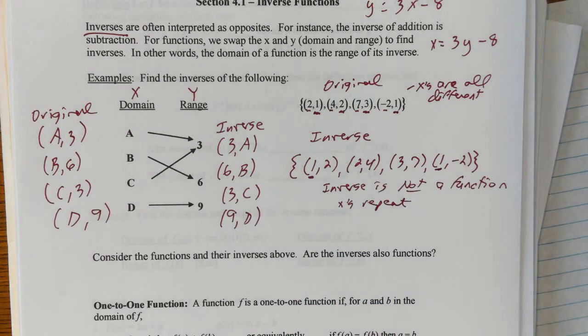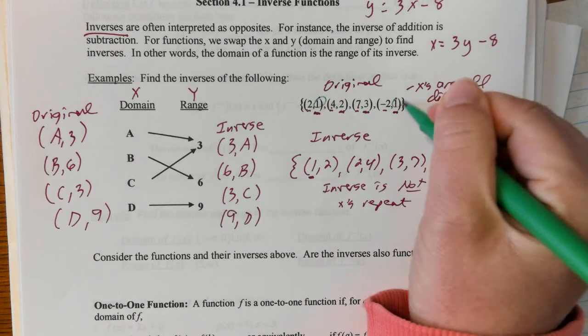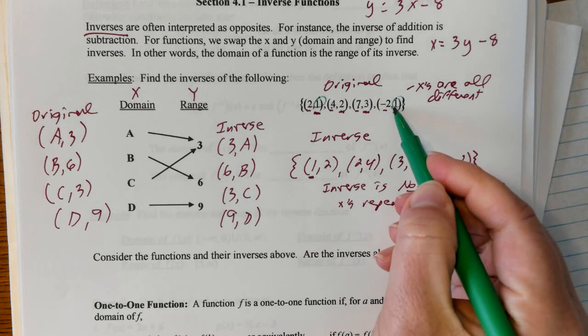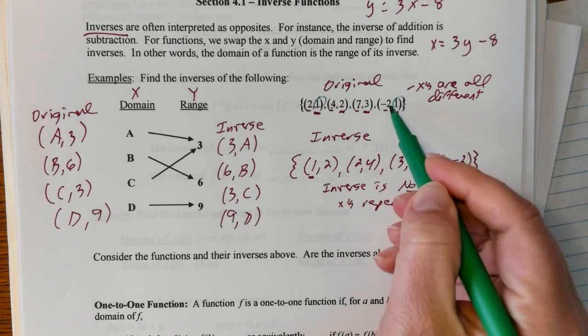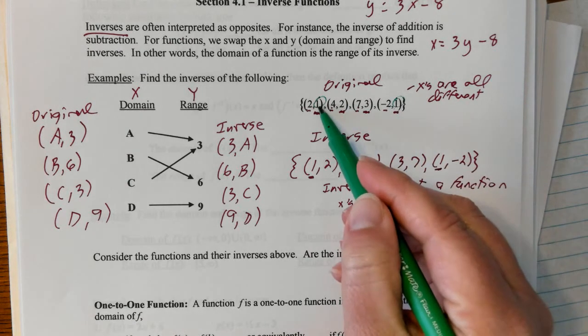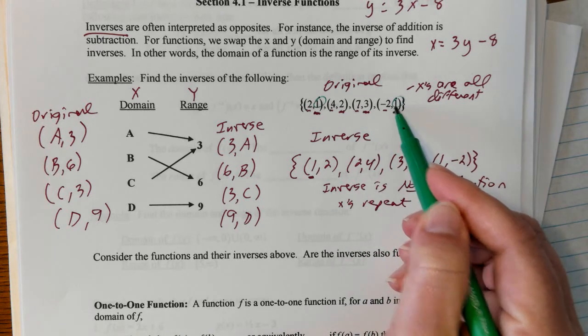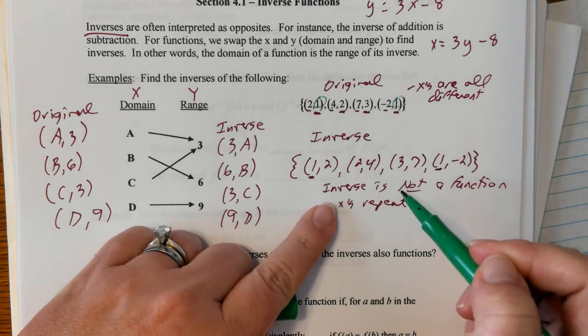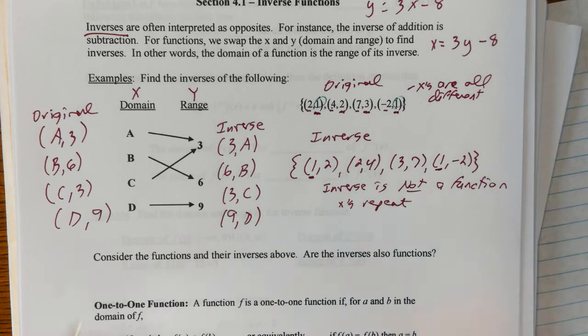So if you look at the y's in the original, notice how the original had a repeat of y's. Now, the original's still a function, okay? But because there's a repeat in the y's, we know that when we get the inverse, it will have a repeat in the x's and therefore not be a function, okay?